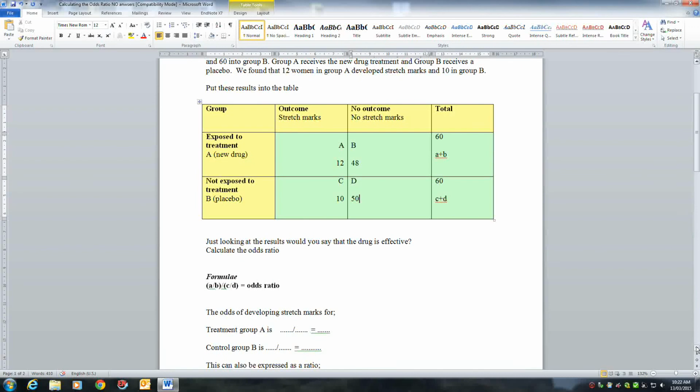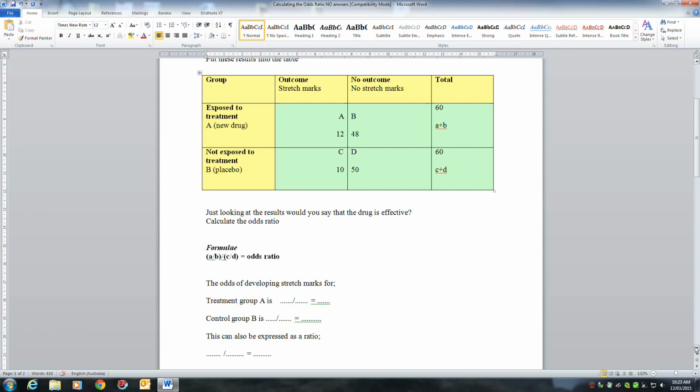Okay, so we can already get a bit of an idea. We've got the same number in each group, the 60 and the 60, and we can sort of get a bit of an idea, can't we, of whether we think this drug was going to be effective. We actually had a couple more women getting stretch marks in the group who took the drug than we did in the other group. But let's go through and work out an odds ratio. Here's the formula for you. A divided by B, which are these cells, and that whole thing is divided by C divided by D.